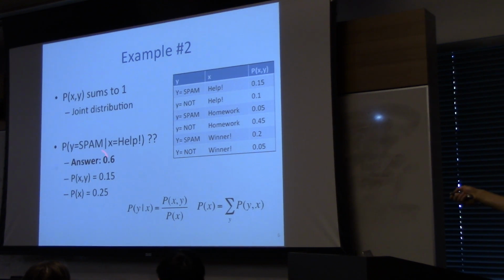So p of x comma y for this specific pair is 0.15. And p of x, for x equals help, is 0.15 plus 0.1, which sums to 0.25. So conditioned on the email subject header being help, there's a 60% probability that the email is spam, according to our model.